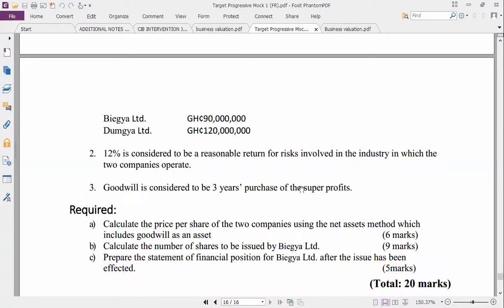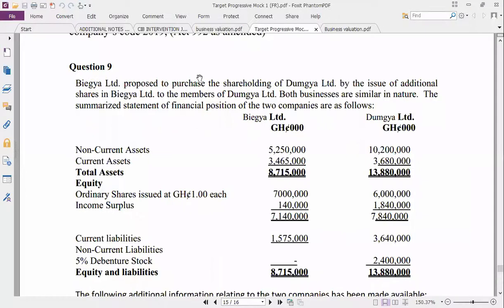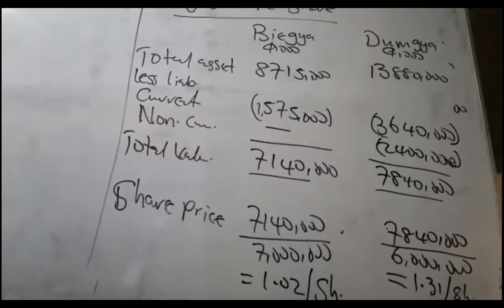B part says calculate the number of shares to be issued by Bieja Limited. So initially, we were told that Bieja proposed to purchase the shareholding of Dumja by issuing additional shares in Bieja. So this one, we call it consideration in kind. You are buying something, you don't have physical cash and you want to use your shares. So you allow the person to pick shares in your company and it will settle whatever amount you have to give to the person. That's all.